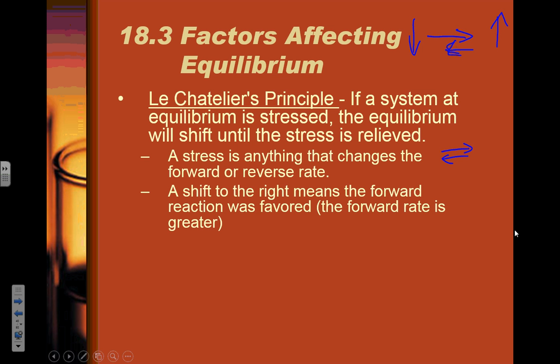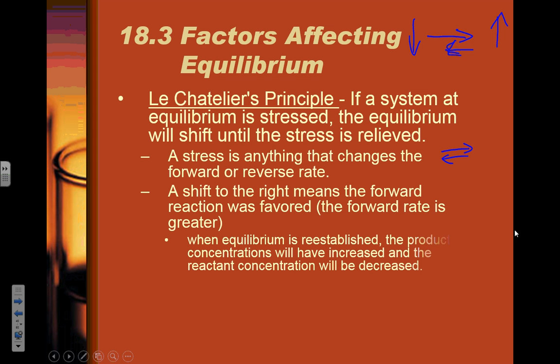So whenever the rates are not equal to each other, the larger one is going to slow down over time, the smaller one is going to speed up, and eventually they'll get to equal again. Well, in the case of a shift to the right, we're describing a situation where the forward ended up bigger than the reverse, and therefore when we reestablish equilibrium, our products will be greater than they were before, and our reactants will be less. So when equilibrium is reestablished, the product concentrations will have increased and the reactant concentrations will have decreased. That's what a shift to the right means. It means forward is bigger than reverse, and as we move towards reestablishing equilibrium, we end up with a greater amount of products and a lesser amount of reactants than we had before the shift.